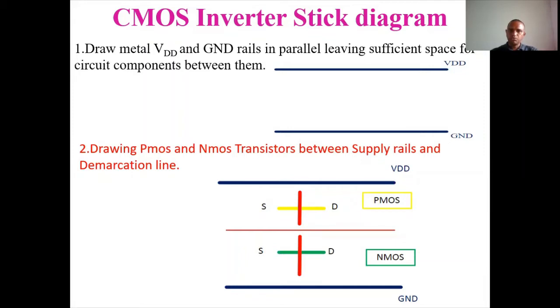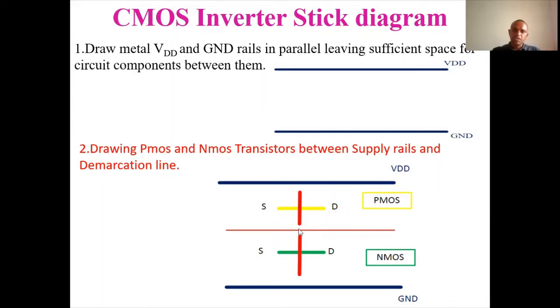Next, I have to draw the demarcation line between that VDD and ground, so that it separates the PMOS and NMOS transistors. That is the next step. Then draw a PMOS and NMOS transistor between the supply lines and the demarcation line. This one, yellow, is crossed with the polysilicon, so that is nothing but the PMOS. Green is crossed with the polysilicon, so it is nothing but the NMOS transistor.